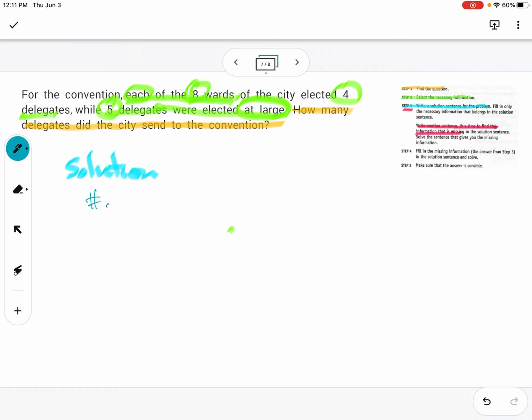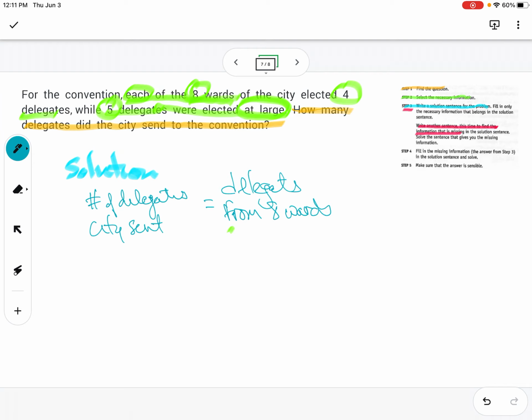So I'm going to say the number of delegates that the city sent is going to be equal to, and now I know I've got 2 different kinds of delegates. I've got delegates that are coming from the 8 wards. So we're going to have a bunch of delegates getting elected from the wards, plus I'm going to have the delegates that are those at-large delegates. The at-large delegates. Okay, there's my solution sentence.